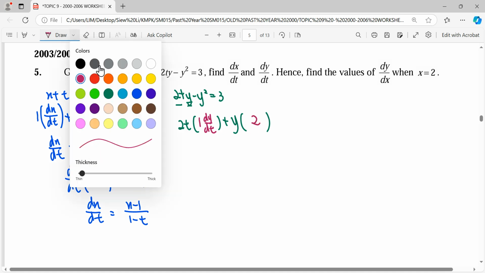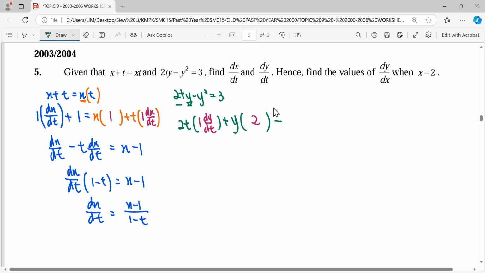Then continue for the next term. Differentiate y squared, we get 2y. This is not with respect to t, so that's why we need to write dy/dt. And lastly, at the right hand side, differentiate the constant, we get 0. So what we need to do here is simplify first. You can see we have two coefficients. We can divide by 2.